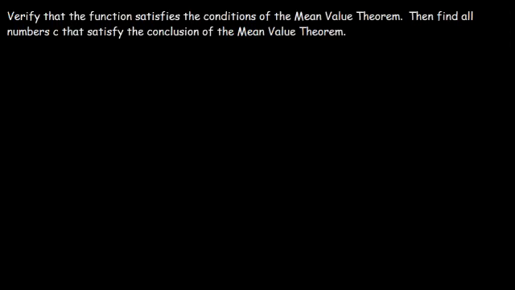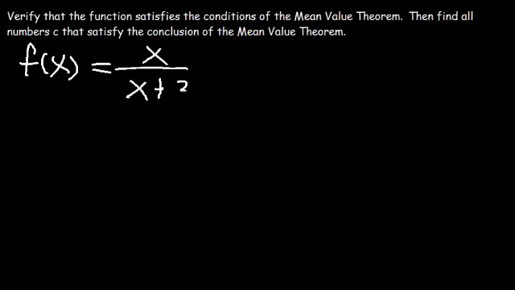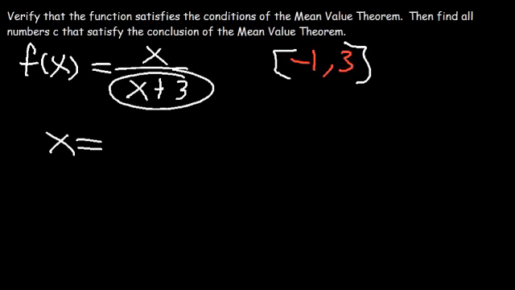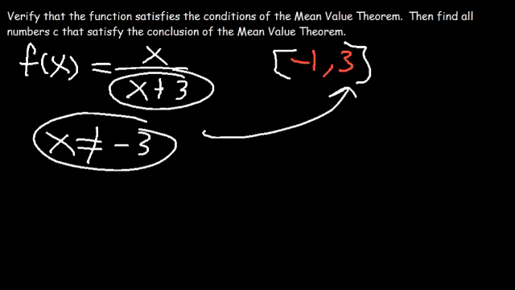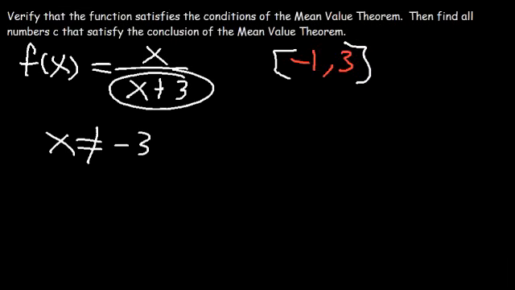Let's try another problem. So let's say that f of x is equal to x divided by x plus 3 on the closed interval -1 to 3. So is the function continuous in the closed interval from a to b? Since we have a rational function, notice that x cannot equal -3. Otherwise, we will get a 0 in the denominator and it's going to be undefined. But fortunately, -3 is not in this interval. So it is continuous in the closed interval from -1 to 3.